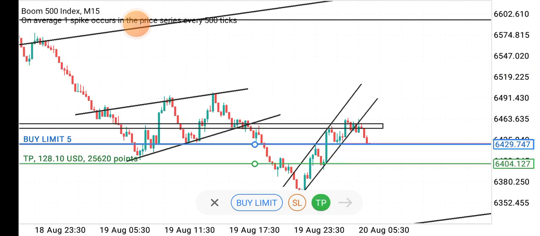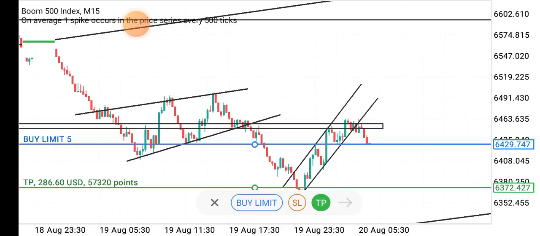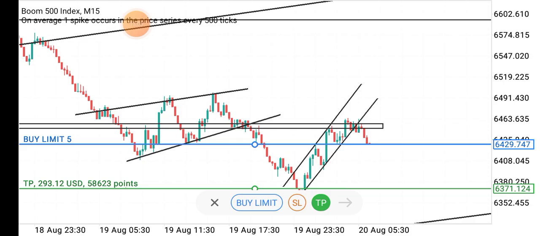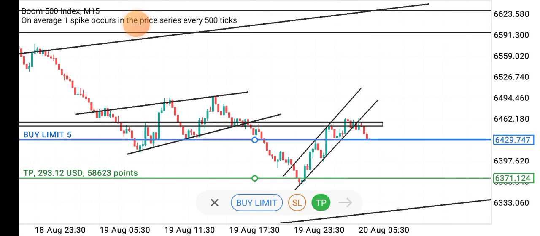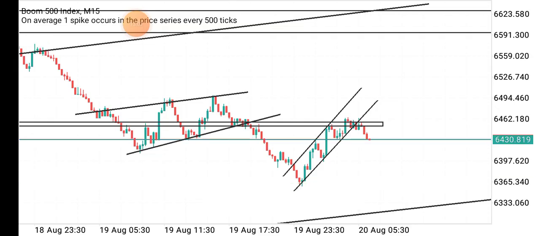I easily make my $100. Then if I want to hold the trade down to this point, I'll be making over 200 or 250, almost $300. I'll make it so nicely, and I'm expecting the market to sell below this low here, guys. So that's how it works.